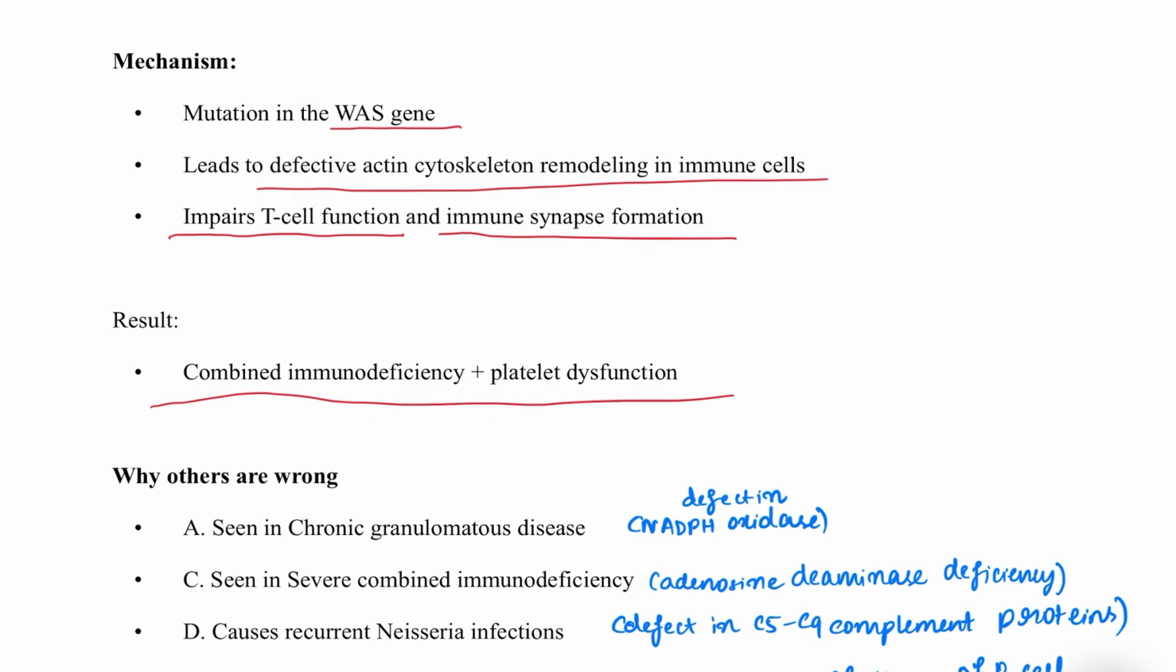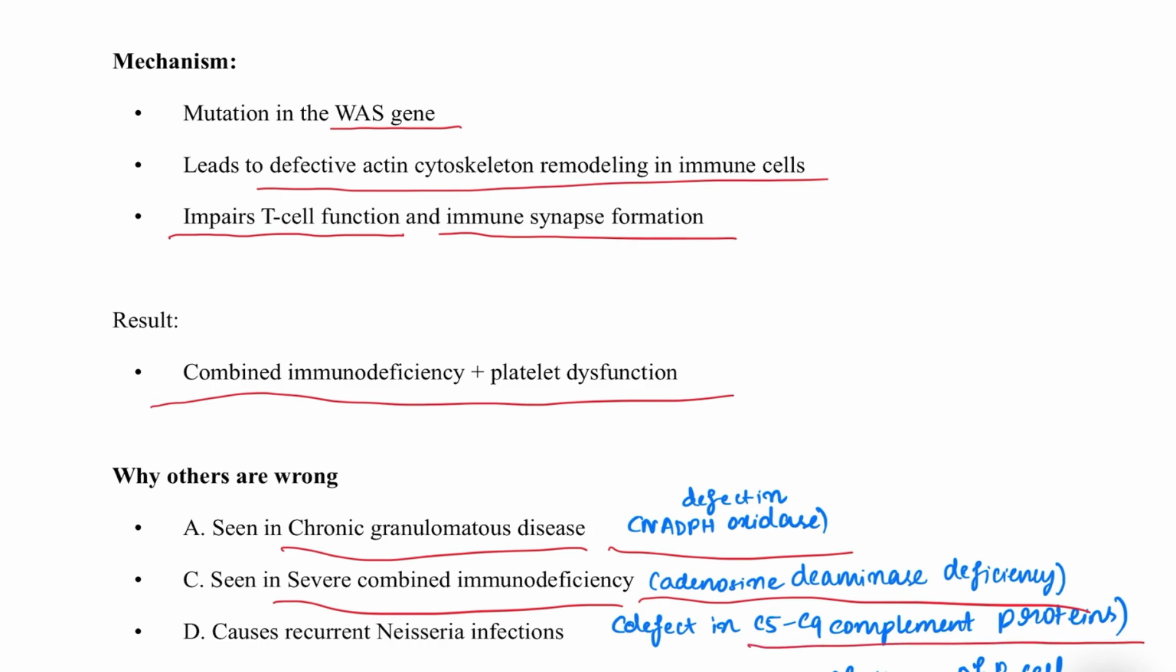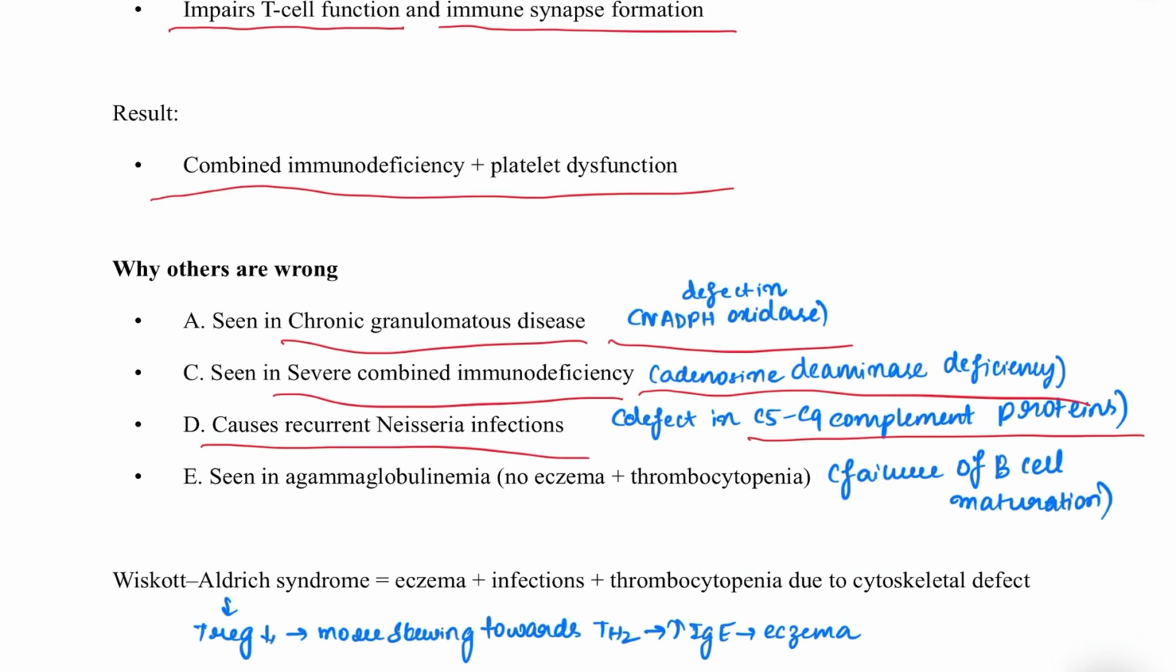So why the other options are wrong: the first option is defect in NADPH oxidase, which is seen in chronic granulomatous disease, and adenosine deaminase deficiency seen in severe combined immunodeficiency. And if there is a defect in C5 to C9 complement proteins, which form a membrane attack complex, it will cause recurrent Neisseria infections. And if there is a failure in the B cell maturation, it will cause agammaglobulinemia, but here there will be no eczema, but there will be thrombocytopenia.